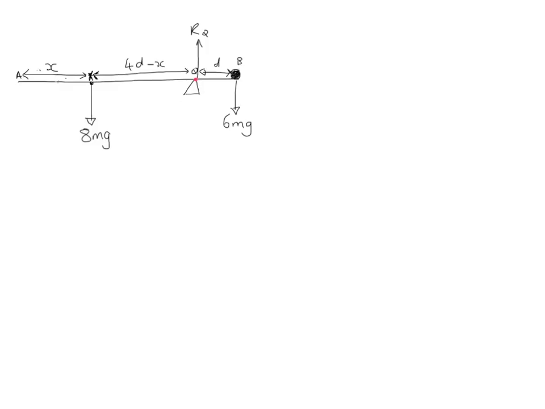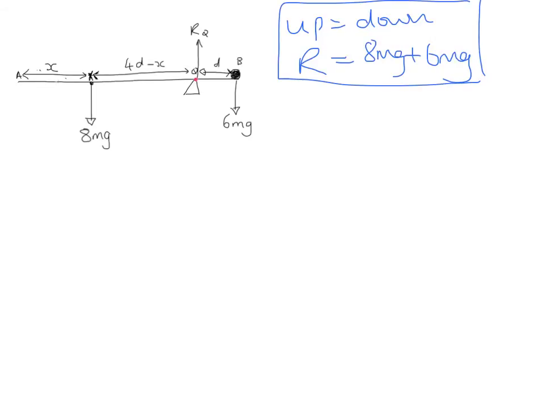So just to prove to you what I said about the point that you choose to take the moments about, I'm going to show you what would happen if I'd chosen another point. So I'm always going to start with up is down. Always, always, always. R equals 8 mg plus 6 mg. Might not be useful, might be useful, why not just do it anyway?